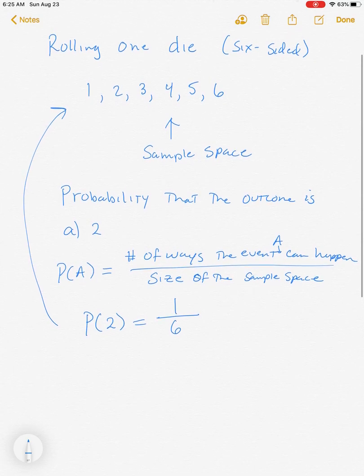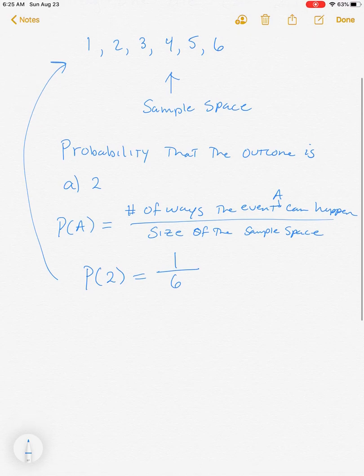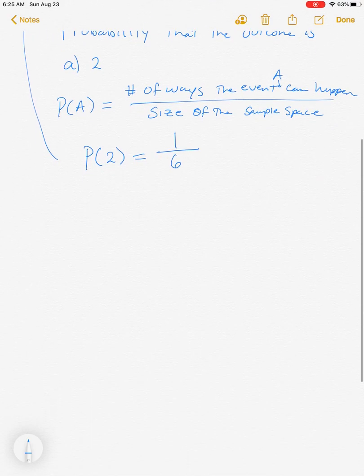It's pretty simple. So they're going to ask you to list out the sample spaces and then determine probability in much of the homework, right? That's what a majority of the homework looks like. So let's go to something like rolling 2 dice and go forward and do the same thing.